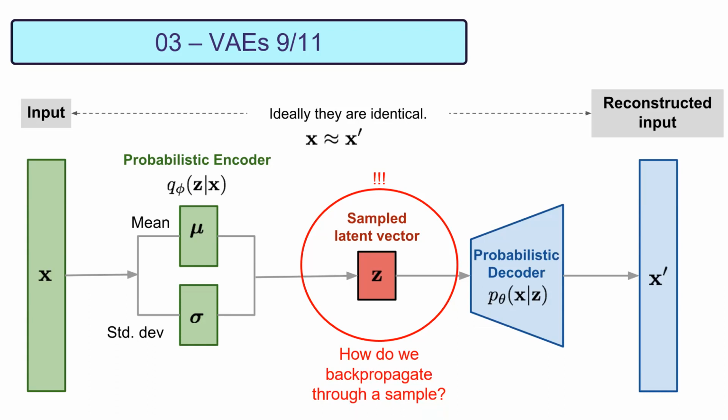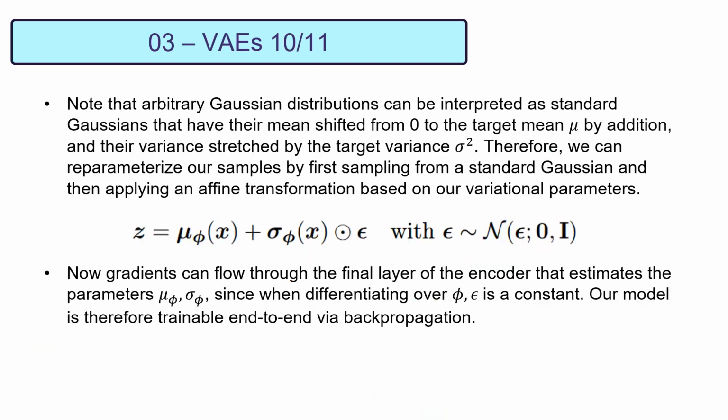This is, in my opinion, the most beautiful thing about variational autoencoders. Any Gaussian distribution can be interpreted as an affine transformation of the standard Gaussian. If I have a mean and a standard deviation, mu and sigma, this Gaussian is the same as taking the standard Gaussian and shifting the mean from 0 to mu by summation, and stretching the distribution by sigma, just by multiplying.